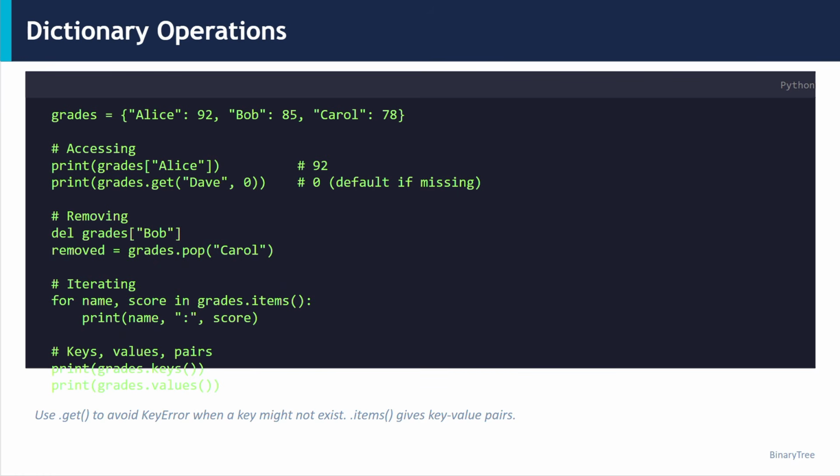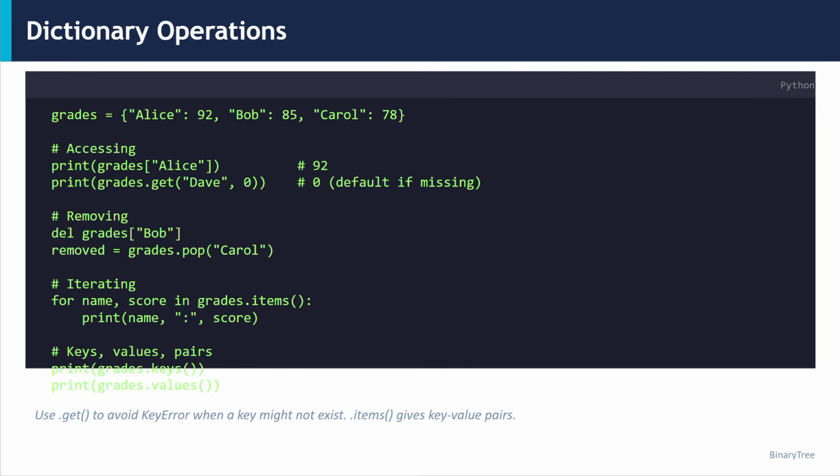Here are the key dictionary operations. To access safely, you can use square brackets, but .get is safer. It lets you return a default instead of crashing if the key is missing. To remove, del deletes a pair and .pop removes it and hands the value back.